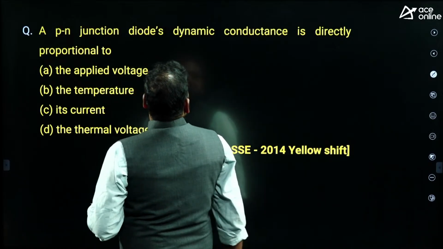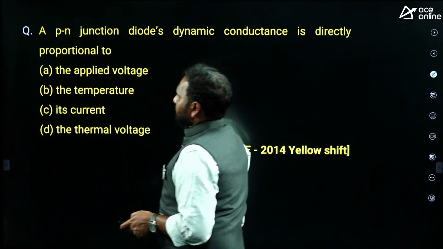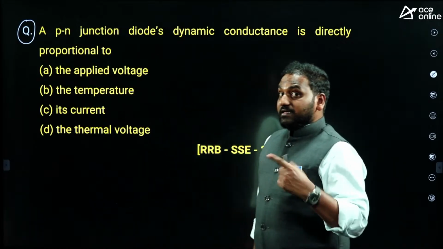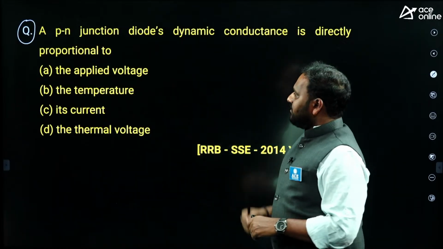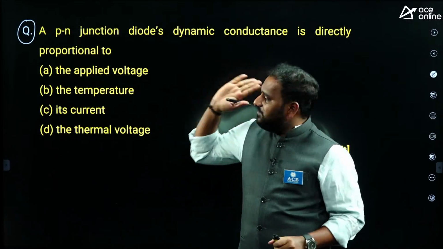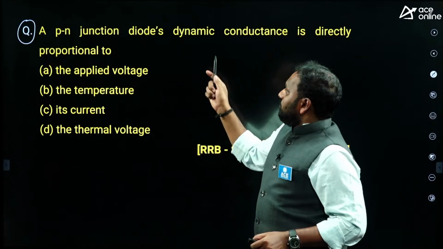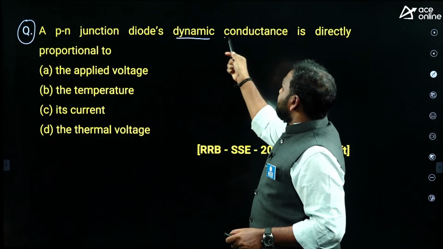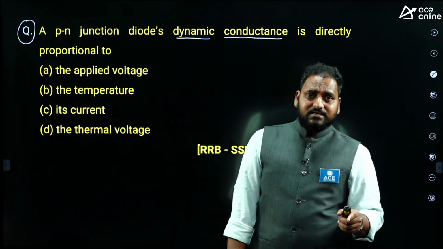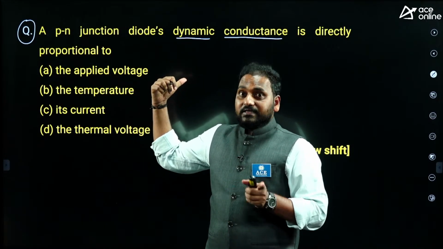A PN junction diode's dynamic conductance is directly proportional to... You type this answer. It's already 8 o'clock, so we'll continue the session in tomorrow's class. Tomorrow evening, directly, with no introduction, I will start the session with problems only. Meanwhile, you type the answer. It is dynamic conductance, not resistance. But what we have discussed is the dynamic resistance. Do you remember? RD, the dynamic resistance or AC resistance of the diode, equals eta Vt by IF. But the question is about conductance.